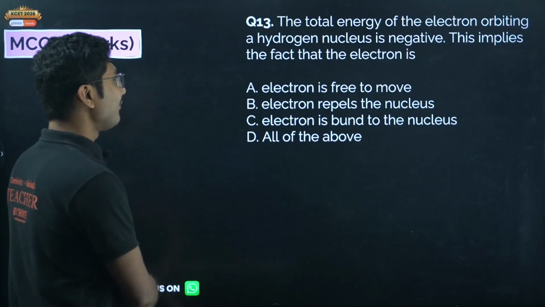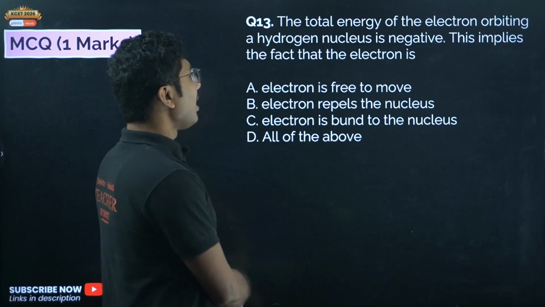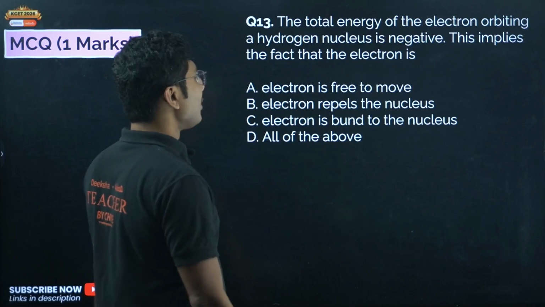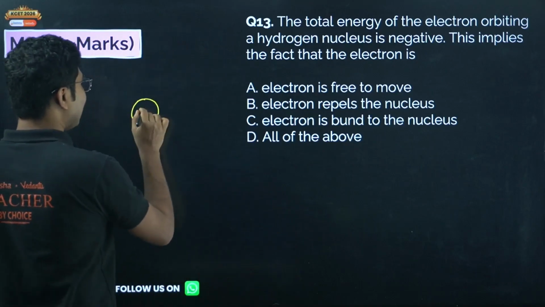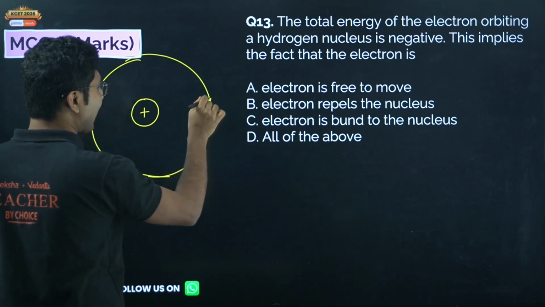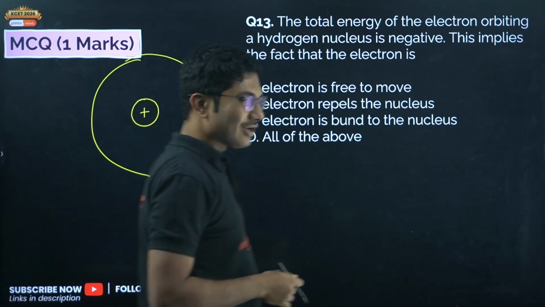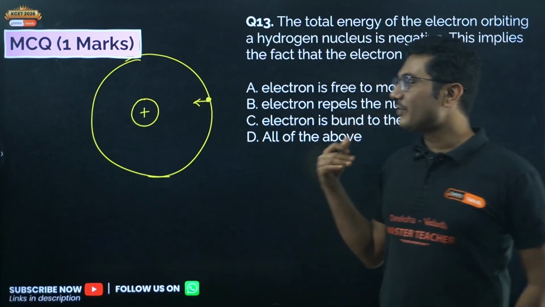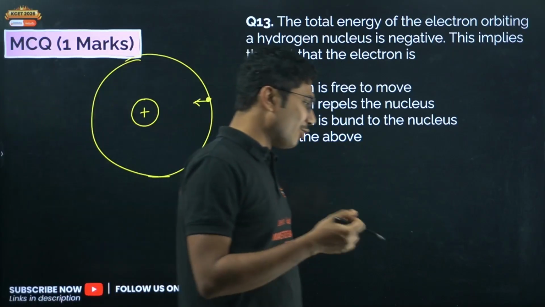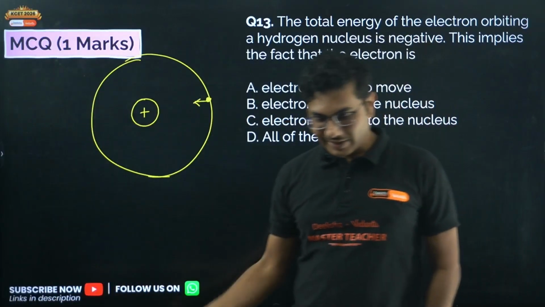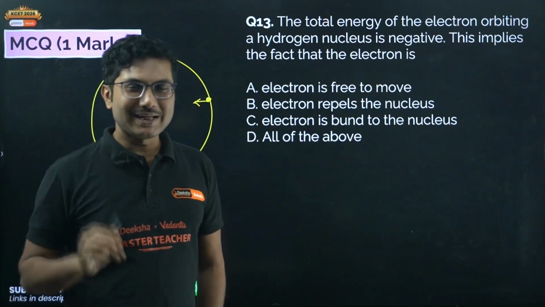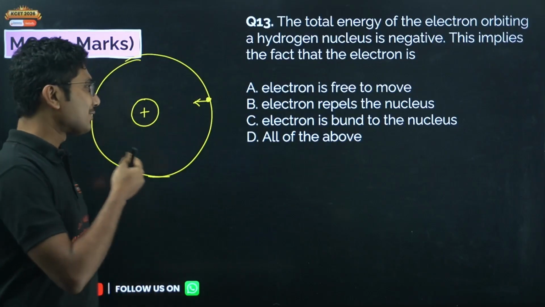The total energy of the electron orbiting a hydrogen nucleus is negative. This implies the fact that: the electron is free to move, electron repels the nucleus, electron is bound to the nucleus, all of the above. So when we say that the energy of the electron is negative, that means the electron has to pay back the money, then only it can leave. So the electron is not free to leave, it can move only in its orbit. Basically you have taken a loan from some friend, and you cannot leave him. If you leave, then he will kill you, some imaginary situation. That's what is happening over here.